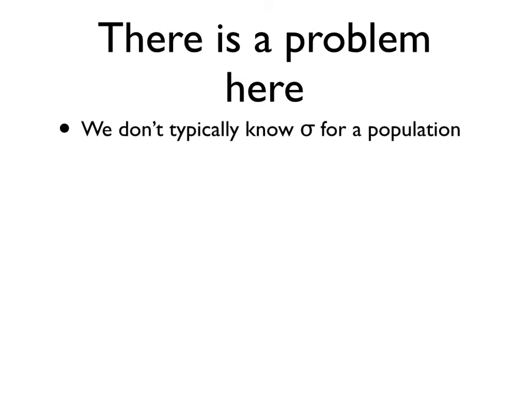We don't usually know sigma for a population. We know it for IQ, and if we do know it, that's wonderful. There are other times you can theoretically figure it out, if you're using what's called a binomial expansion, which I'm not going to do. It's such a rare thing to happen that we're not even going to talk about it.